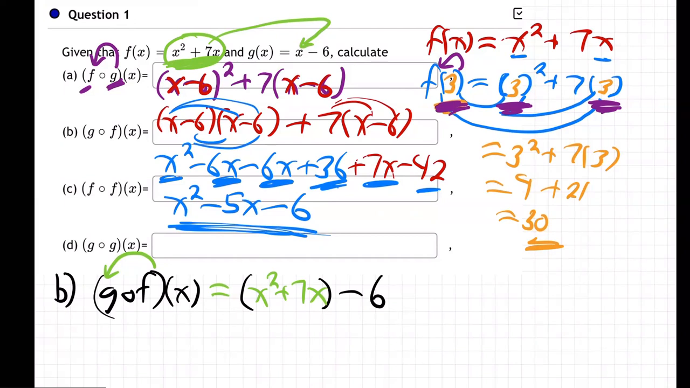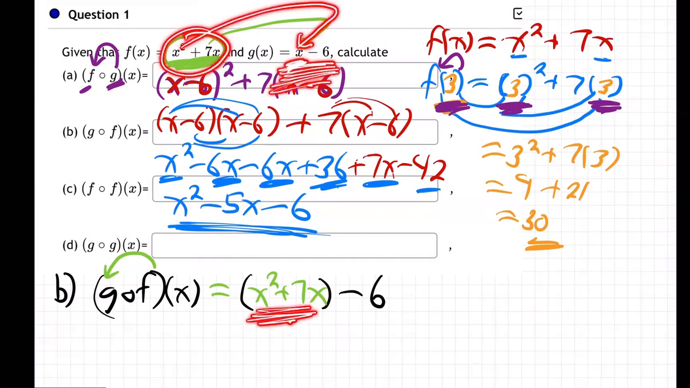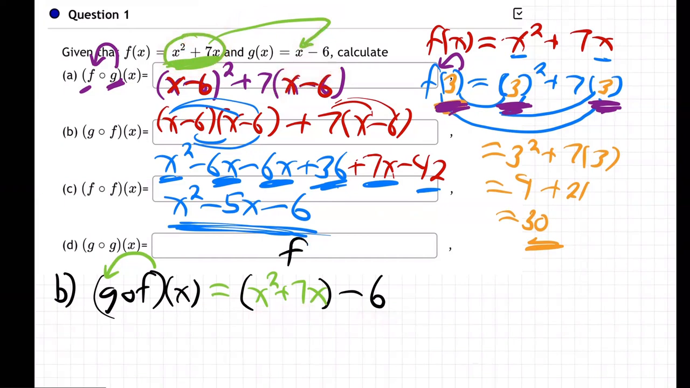I just plugged all of f right here into G, into this spot right here. The G function has an insert slot and then a minus 6 coming afterwards, doesn't it? Isn't that what G says? Insert slot minus 6. So I inserted all of f, minus 6, right? This is all of f right here.